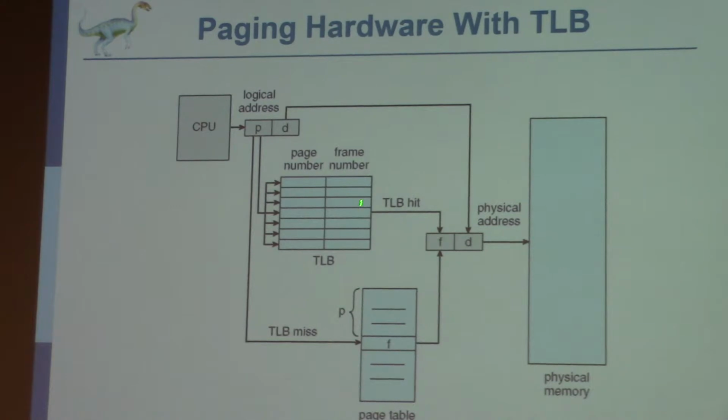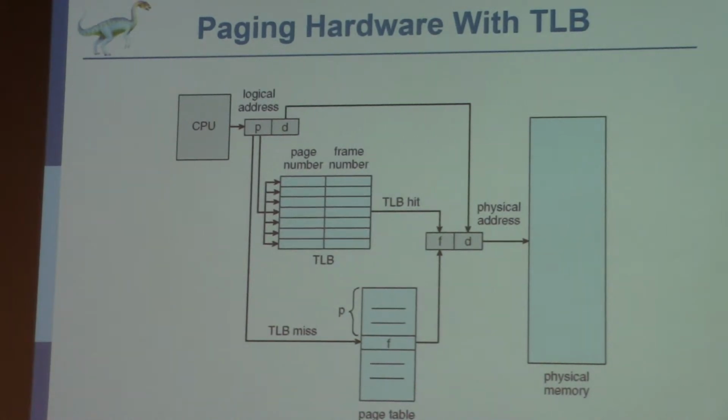Otherwise, if you cannot find the entry here, you cannot find the page number, which means it's not frequently accessed, and you can take a look at the page table, then replace. At this time, you can enhance the performance a lot. For example, if this one is missed, then this entry will be put in the TLB.